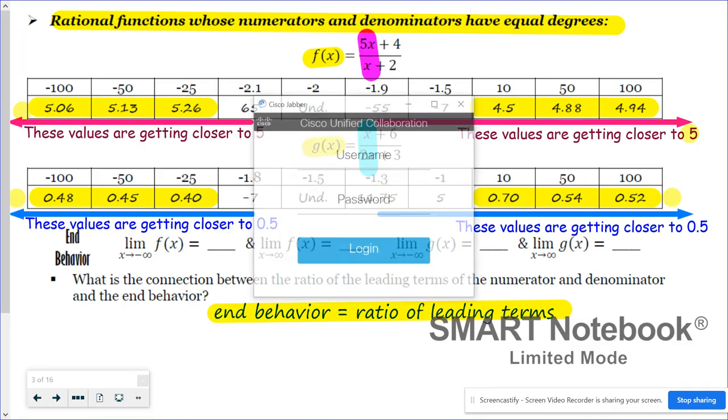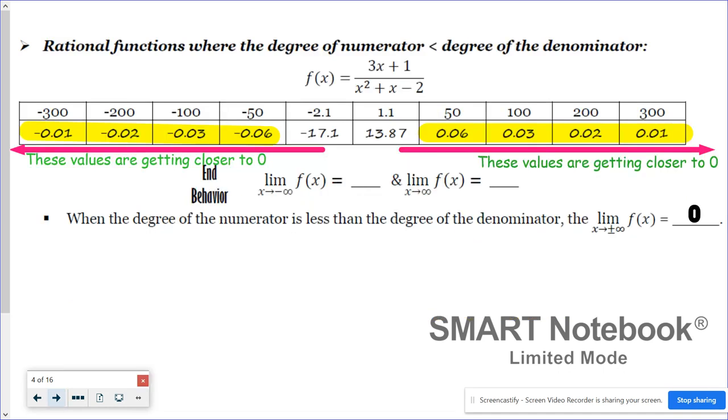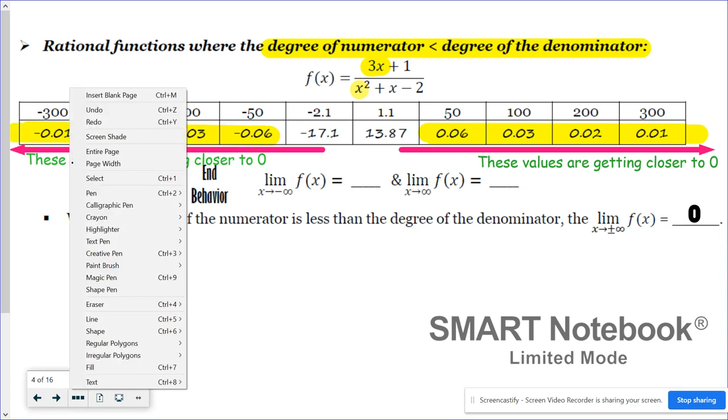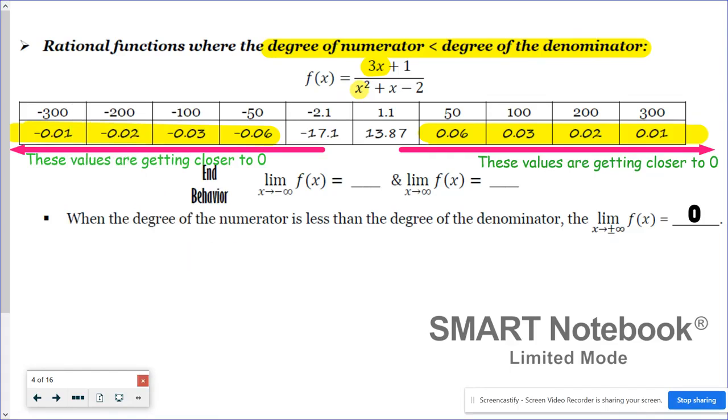So that's one scenario. The second scenario involves rational functions where the degree of the numerator is less than the degree of the denominator, like this function right here. Notice that in the numerator we have degree 1, and in the denominator we have degree 2. Now let's take a look at the right and left ends of our function. On the right, these values are getting closer and closer to 0. We can say the same thing about the values on the left. Therefore, when the degree of the numerator is less than the degree of the denominator, our end behavior is going to be 0.